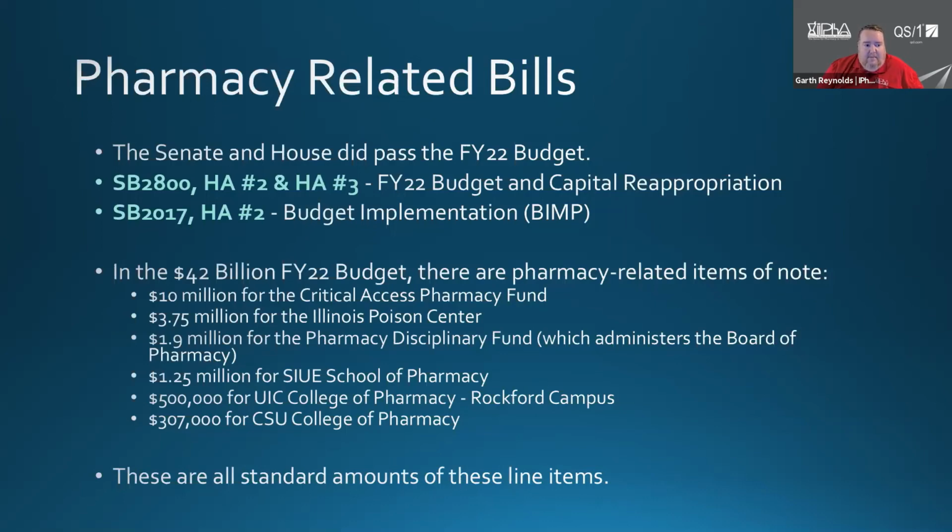But we see that $10 million for the Critical Access Fund, the about $4 million for the Poison Control Center is still there. And I do put that one in there because there's a number of pharmacists that help administer that program. And from the General Professions Fund, from DFPR, there are particular allocations to the state schools of pharmacy, and all those are in their traditional amounts. So we didn't gain any additional monetary advantage in this budget, but everything stayed the same. So that's good. I'd rather stay status quo than lose anything.